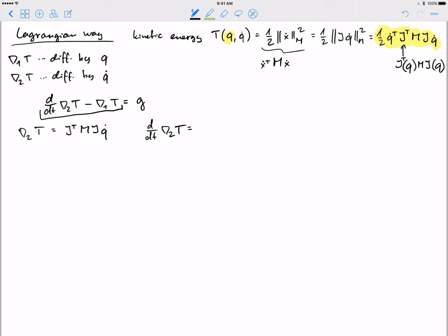So here it's going to be a chain rule application. I'll first differentiate the first one with respect to time, so I give it a little dot and copy the rest. Then this stays the same. The mass matrix is constant, we assume that it's constant, so I'm not differentiating that. I'm moving on to the next term, and then there's the final term, which is J transpose M J q double dot.